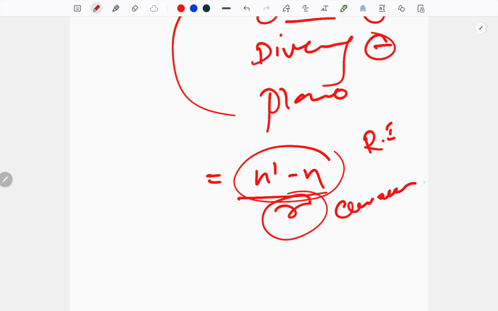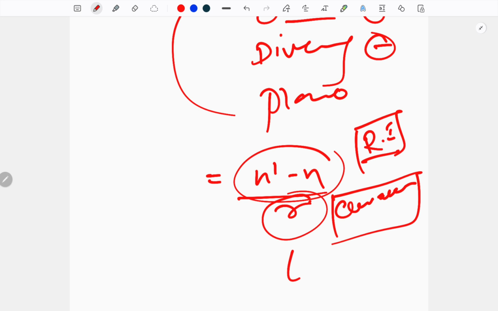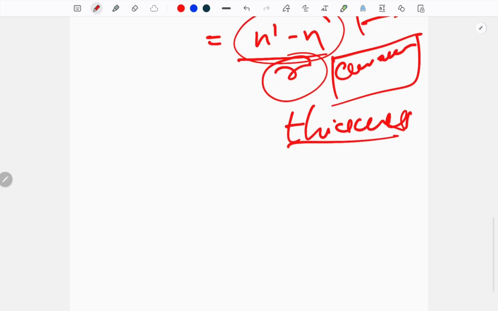curvature of the surface. And as I told you in the previous video, there are three things that matter when we talk about power. First and foremost, the change of refractive index. There must be a change of refractive index. Second, there must be a curvature. Third, thickness. So thickness also matters, but as we have discussed, thickness matters when it is significant. So thick lenses are where thickness is significant.